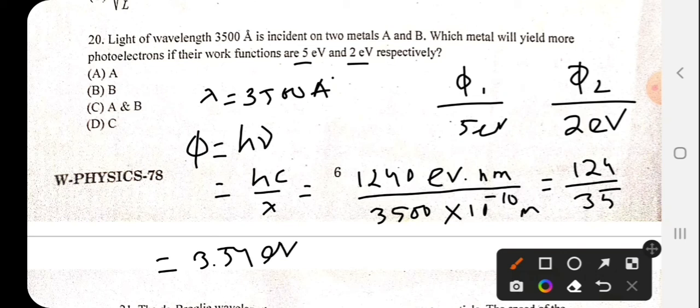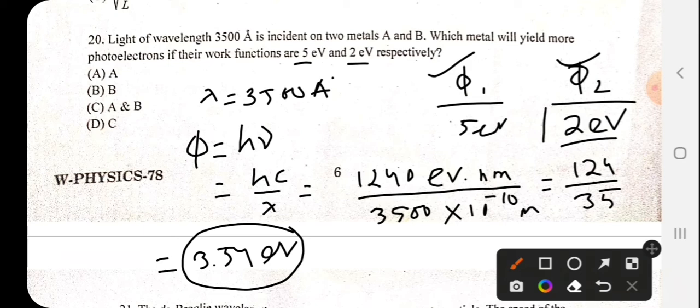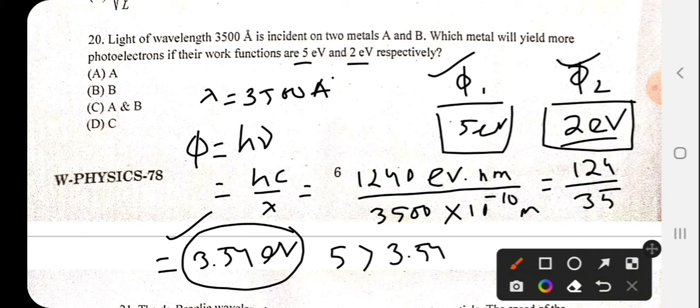So according to this question, a work function of at least 3.54 electron volt is required. That means when a metal has a minimum work function of 3.54 electron volt, only then can it emit photoelectrons. Here in the question, one metal has work function 5 electron volt, but the other metal has work function 2 electron volts. That means this work function is not sufficient to emit photoelectrons, but this material having work function 5 electron volt is sufficient to emit photoelectrons because 5 is greater than 3.54. So here metal A will yield more photoelectrons. The answer of this question will be option A.